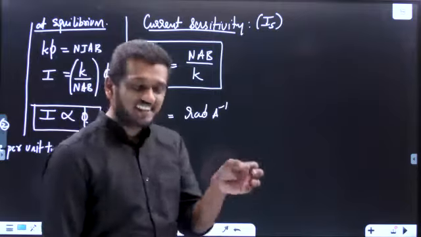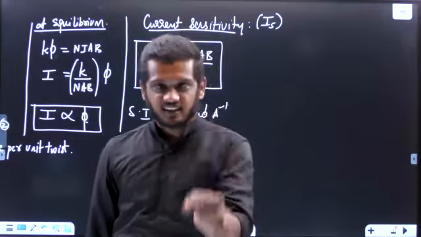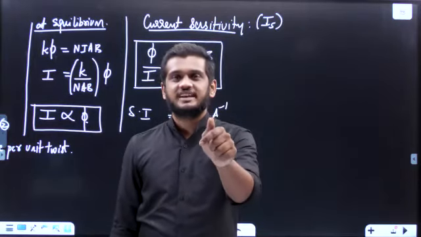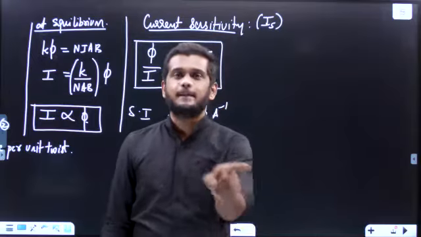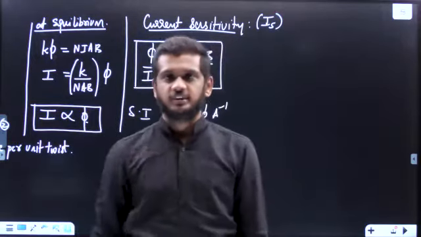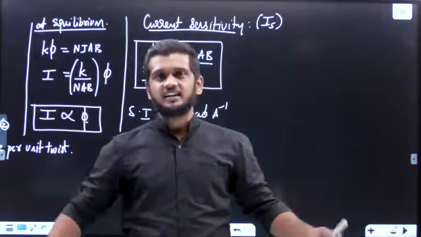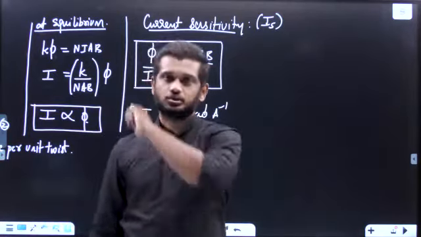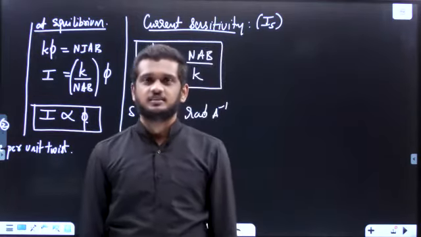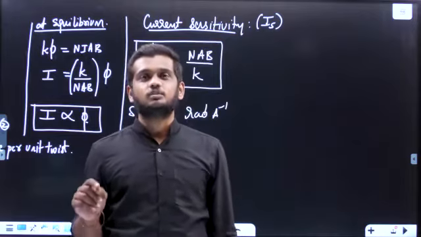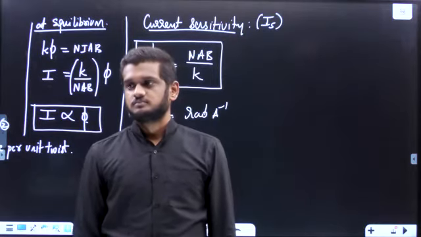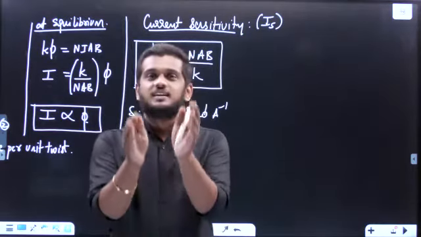See, current sensitivity basically tells you how much deflection this galvanometer will produce when you pass 1 ampere of current. Look here, you have a galvanometer. You connect it to a battery and make 1 ampere of current flow through it. You see that the galvanometer deflects by 30 degrees. Then can I say this galvanometer deflects 30 degrees for 1 ampere of current? Yes, sir. This itself is called current sensitivity.